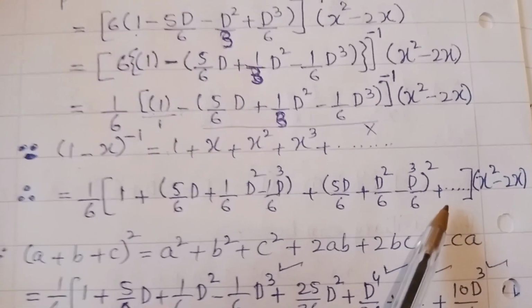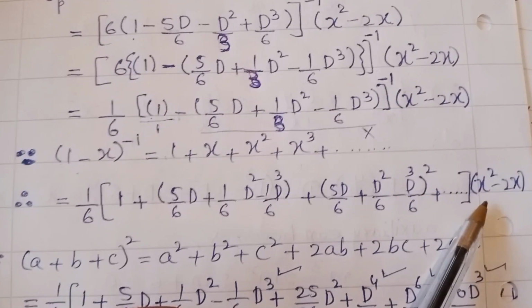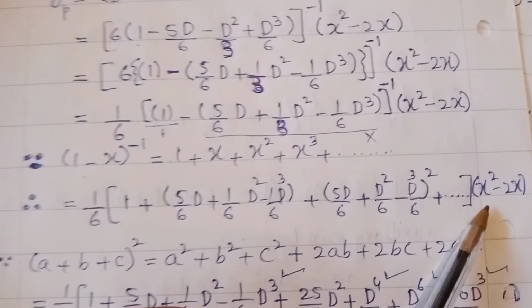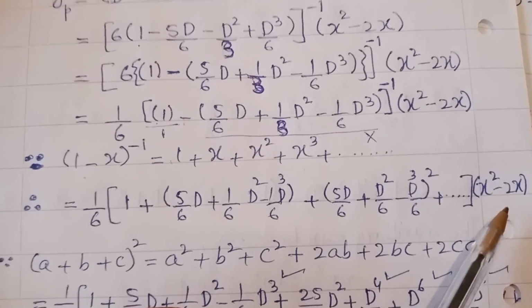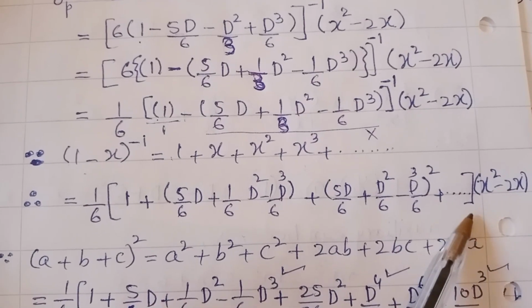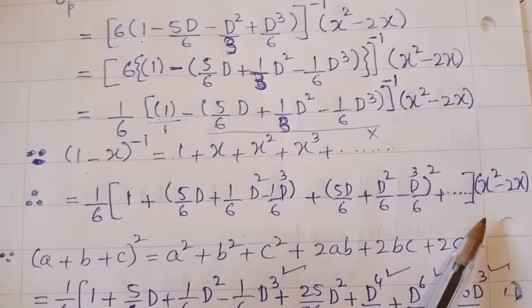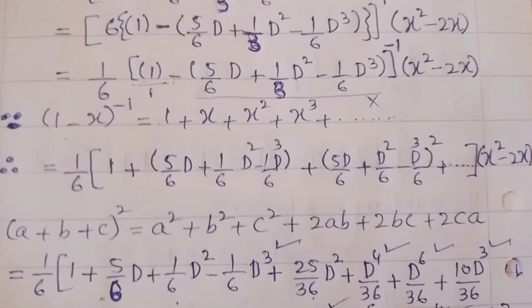and we will not write further, because you know that D is the differential, and the differential of x square is 2x, and when we differentiate 2x a second time, that will be 2, and the third order derivative will be 0. Therefore, we will take only the terms containing power up to 2 for the differential.